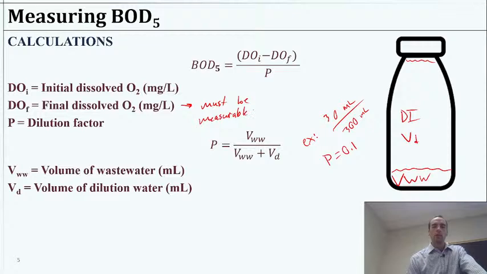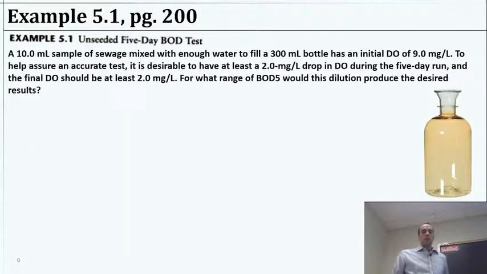That's kind of the point of the dilutions, right? We have to have a measurable amount of final oxygen. Okay, so a quick example then. We have a 10 milliliter sample of sewage mixed with enough water to fill a 300 milliliter bottle. It has an initial DO of 9 milligrams per liter.